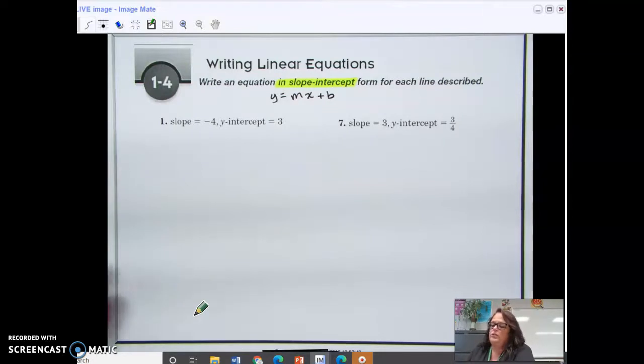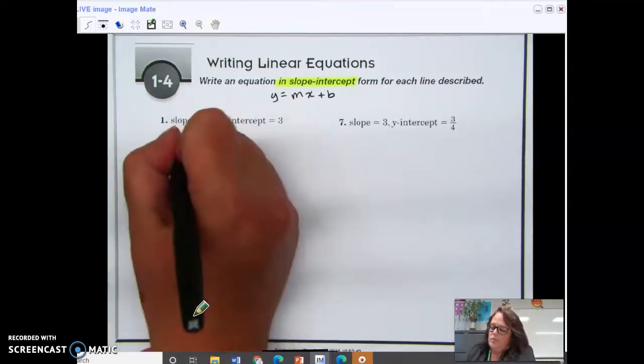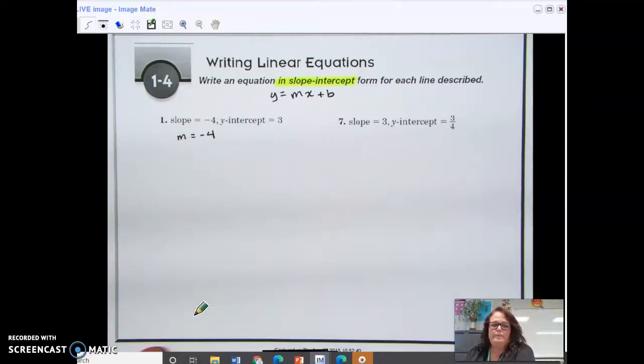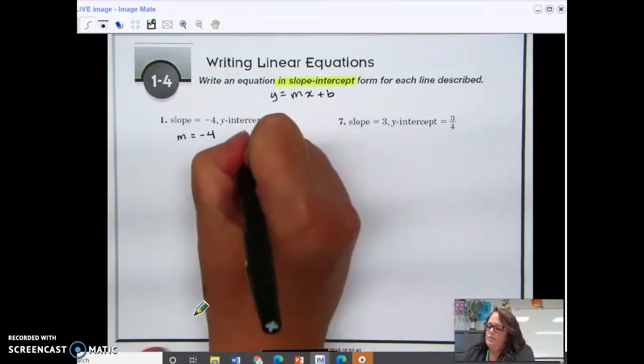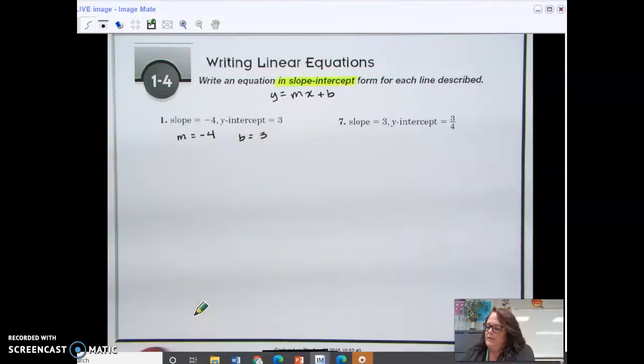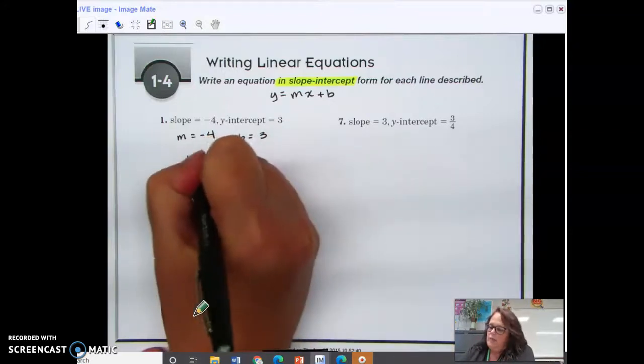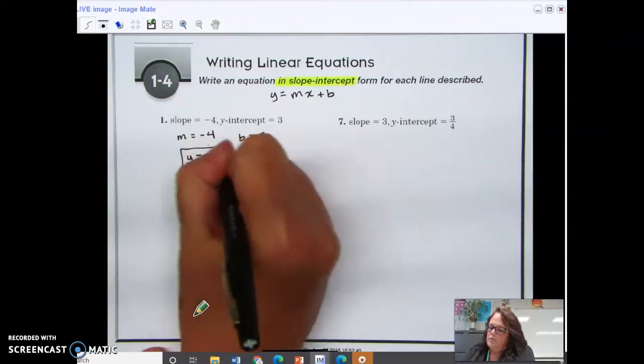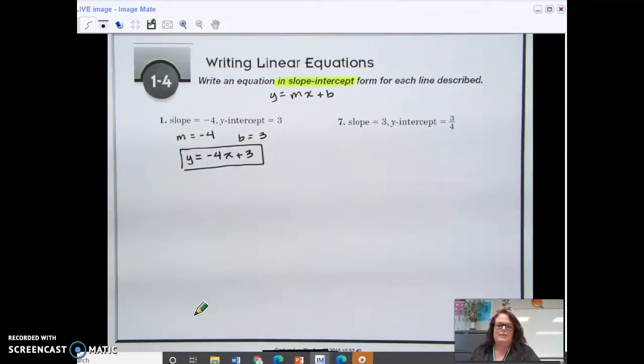So the good news on question number 1 is they gave us the slope, so we could just change slope to m, and we've got m is equal to 4. And then they gave us the y-intercept, which we could change to b, so we get b is equal to 3. So that means we have y is equal to negative 4x plus 3, just substituting for m and b into the equation. So take a moment to pause the video and go ahead and try number 7.